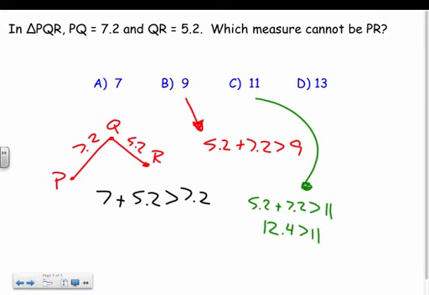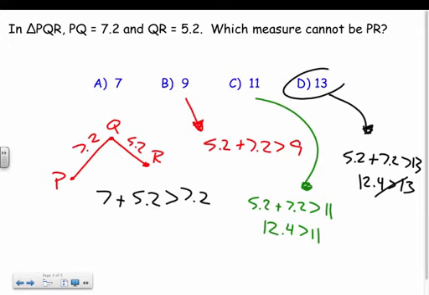Uh-oh, what do we notice? It's not going to work for 13, because 13 would be the biggest side, and we just said 5.2 plus 7.2 is 12.4. So 12.4 is not greater than 13. We could not have a side length of 13 and have a triangle. They wouldn't all connect if I had that. So for the rest of the cases, I could have a triangle, but not the last one.